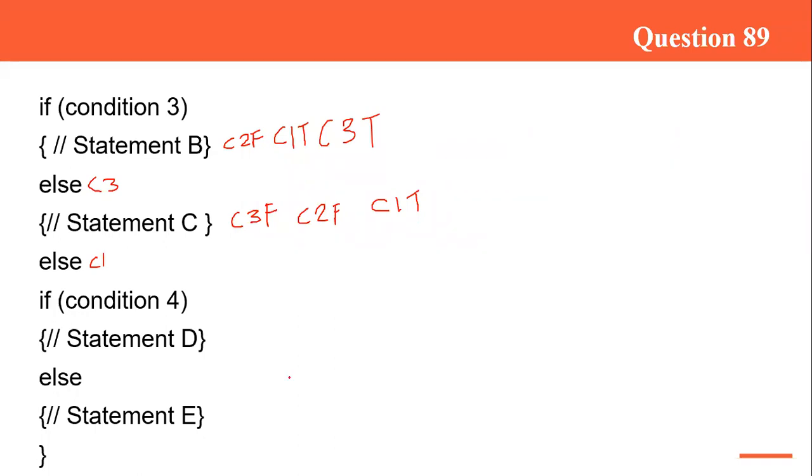Okay, same way for statement D. It is inside the else part of C1. That means C1 must be false. And do you care about C2, C3? Does it matter at all? No matter about C2, C3. We have to worry only about C1 and then C4. C4 should be true. And what about statement E? C1 must be false and C4 must be false.